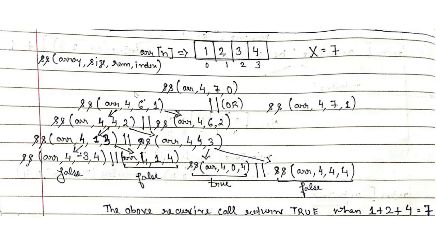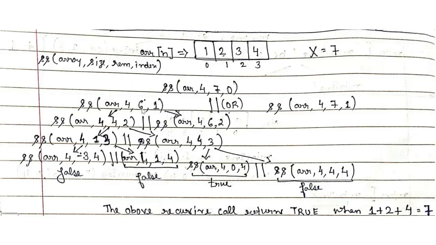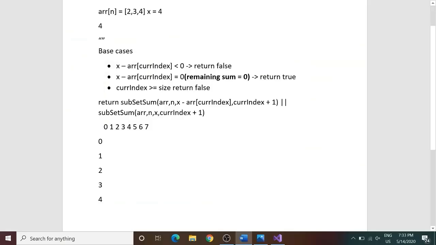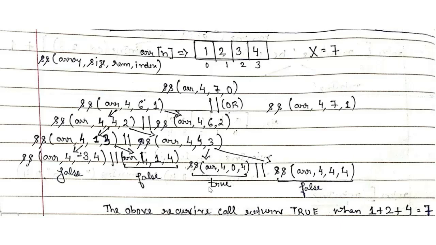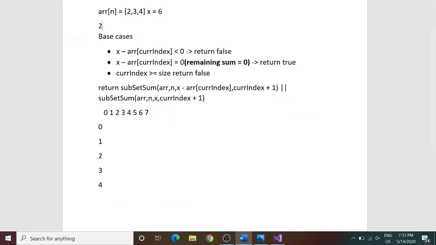So what was this problem? This problem stated: can I make a 6 with the help of 2, 3, 4? So the answer was true. Why? Because I could have chosen the subset of 2 and 4 to create a sum of 6.